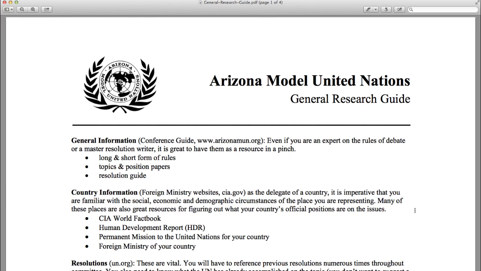That should give you an idea of how to research, how to find out more about your country. This is really important for people that say, I have no idea what I'm looking for. Hopefully this helped. Once again, all these documents are available on the website and on the Edmodo group, which everyone should be a part of.